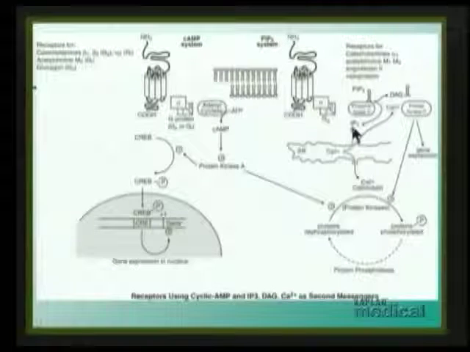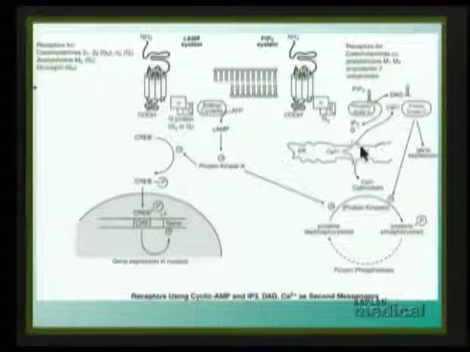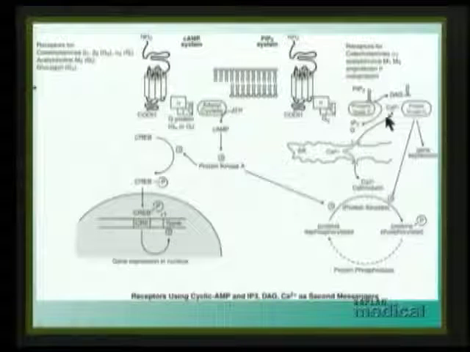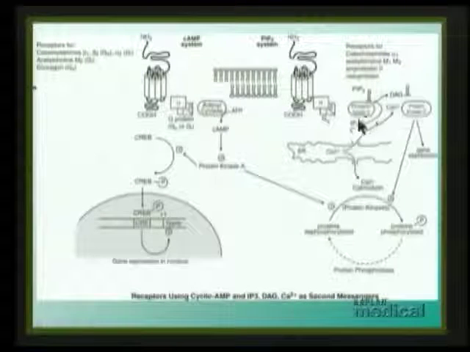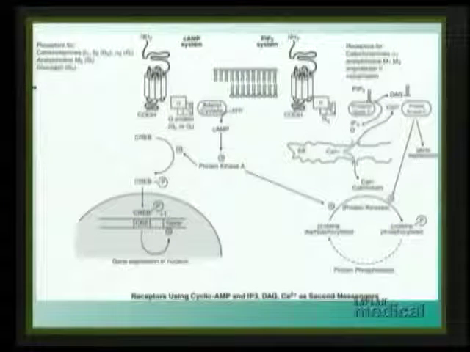IP3 in turn works on the sarcoplasmic reticulum of the cell to release calcium. Calcium then interacts with proteins. We therefore have 3 second messengers in that system. In the GQ system, we have diacylglycerol, calcium, and IP3 as second messengers.